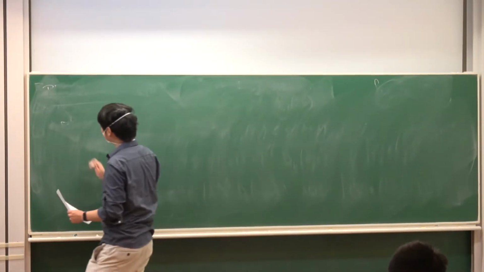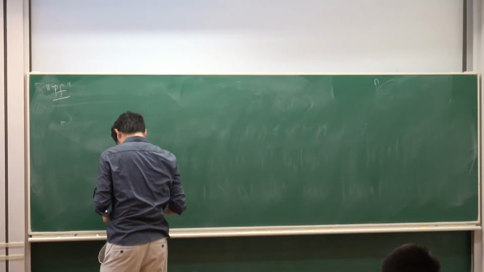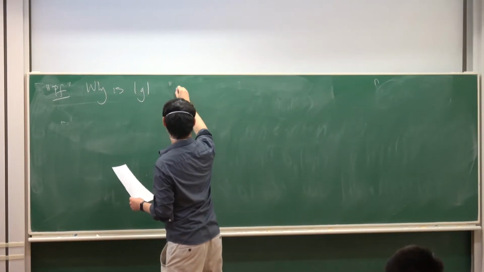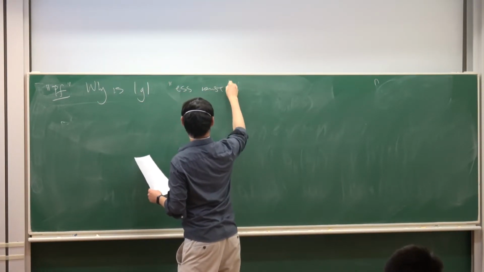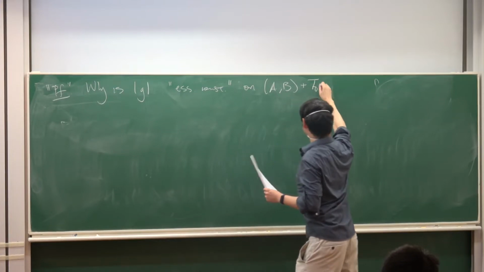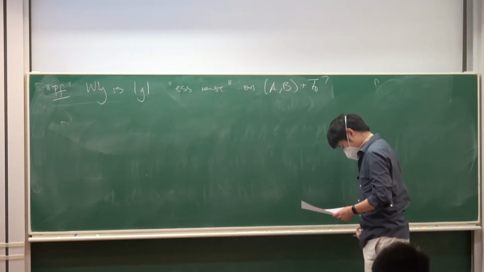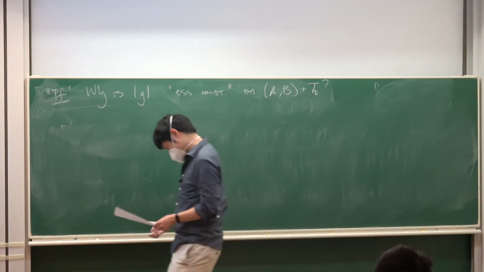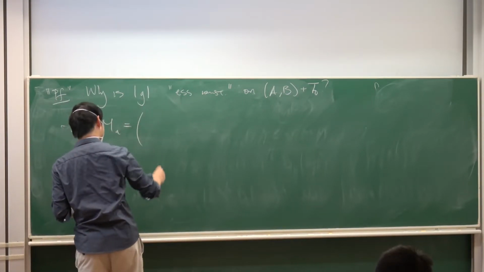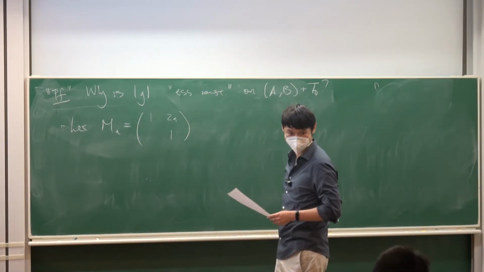Proof. So why is absolute G essentially constant on this translate of T naught? The translate is arbitrary. We just need some notation. We're going to let MA be the matrix 1, 2, A1. It's a shear matrix with determinant 1, so it's volume preserving.